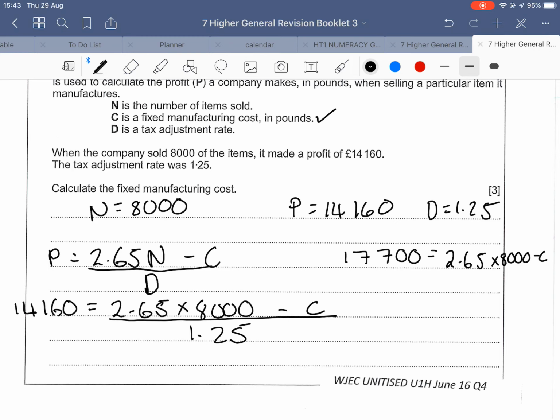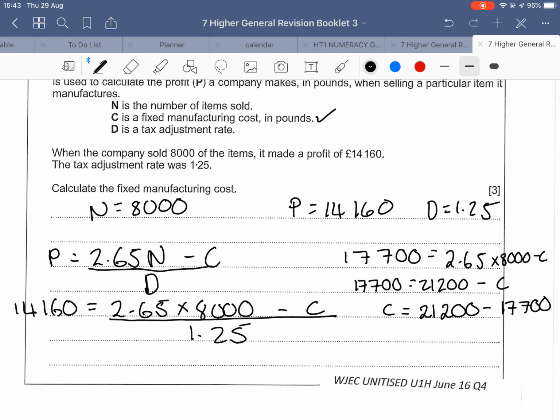So if we work that out, what is 2.65 times 8,000? It's 21,200, take away C. So 21,200, take away something, is 17,700. So to find out C, we can just take those away. We're basically swapping 17,700 with C. Simple rearranging formula. We swap C with 17,700.